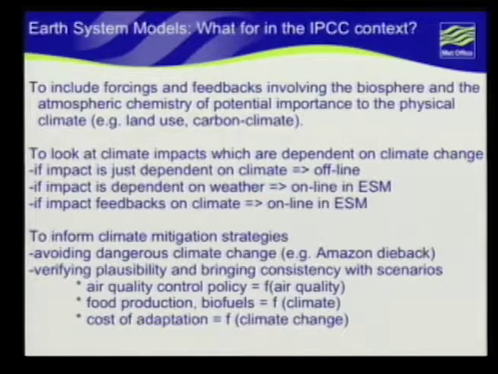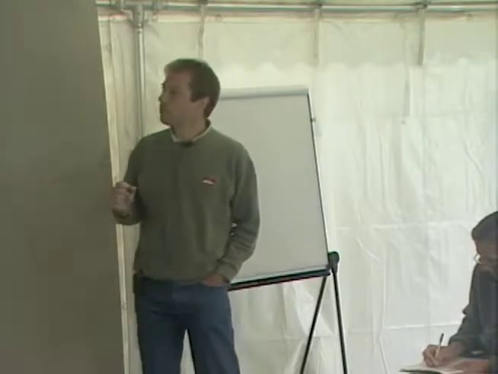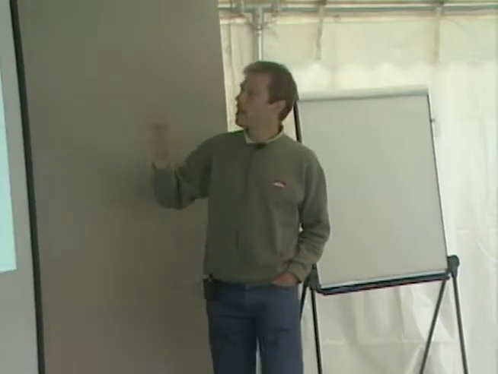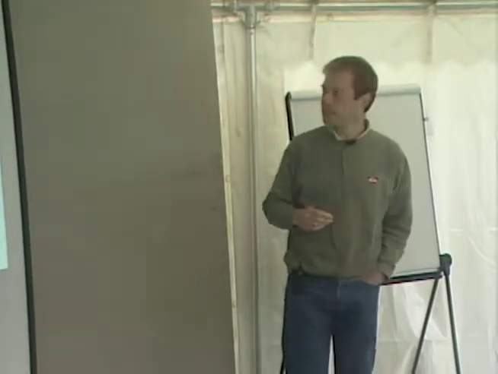We thought quite a bit during this week as to why we needed Earth system models. And I think there are basically three main reasons. The first one is to include a number of forcings which involve the biosphere and the atmospheric chemistry. And I intentionally omitted the word radiative here. So I'm not just talking about radiative forcing, but forcing in general. Some forcings are non-radiative, like land use, and the aerosol indirect effect. There is quite some debate whether that is a radiative forcing or not. So the first reason is to include forcings and feedbacks which involve the biosphere and the atmospheric chemistry, and which are of potential importance to the physical climate.